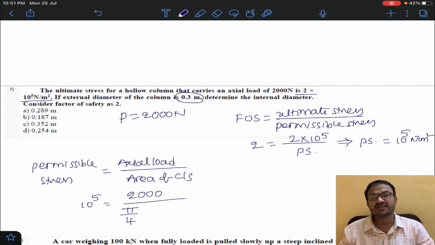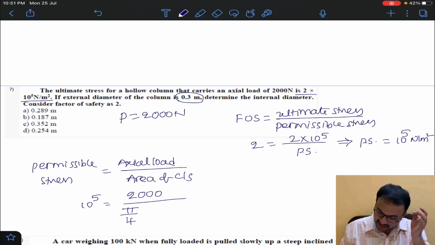Internal diameter, he asked us to calculate. Obviously, this internal diameter is less than 0.3, right? External diameter is bigger, so more value, and internal diameter is less than external diameter. You can observe the options. He has given option 0.352, which is more than 0.3. You can eliminate that option directly. So you need to get values like 0.289, 0.187, 0.254. Options A, B and D are less than 0.3. Clear? So in any way, option C will not become the answer.